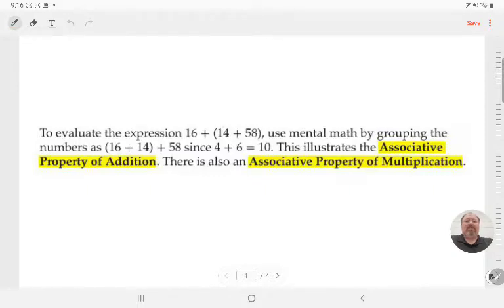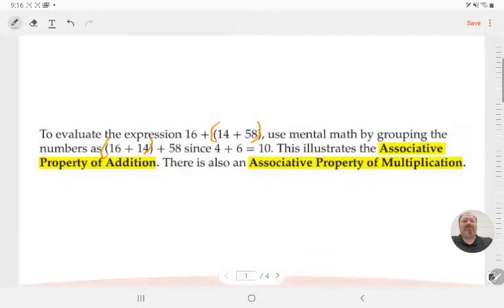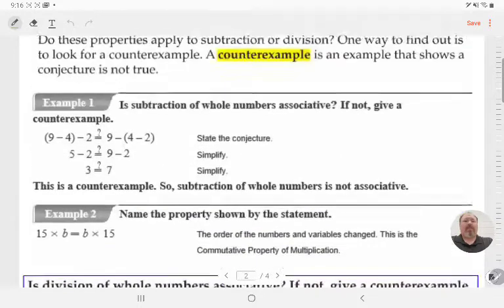You notice in this one, we group the 14 and the 58 together. In this one, we group the 16 and 14 together. And in this problem, the reason that they did that was it's a little easier to add 16 and 14 and then take that answer and add it to 58. So just to make things a little easier, you can use the associative property of addition or multiplication. All right.